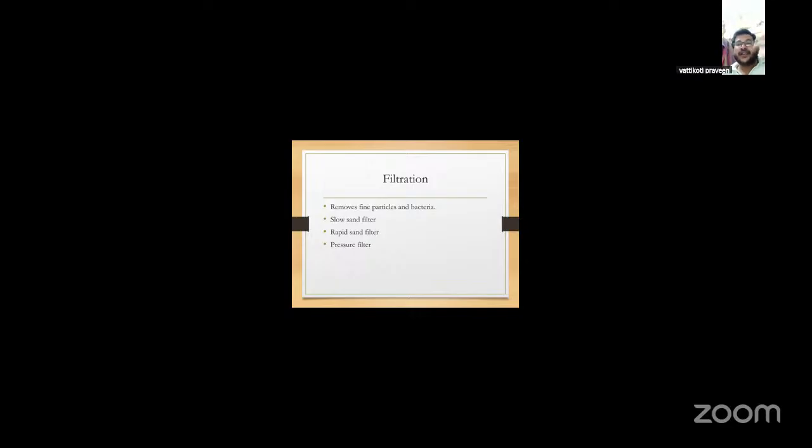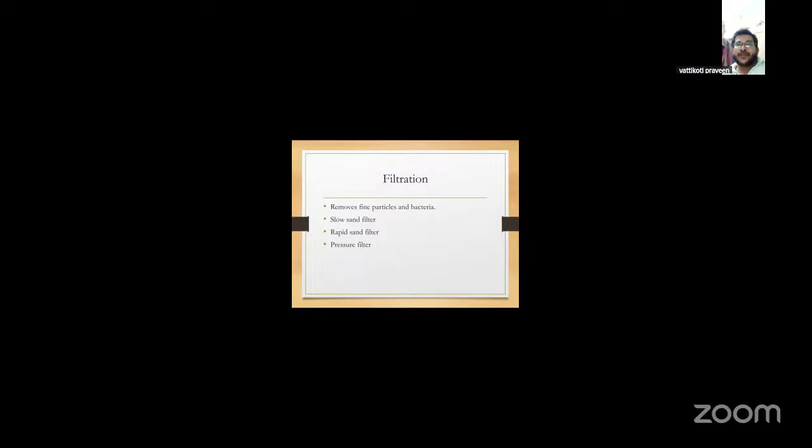What is the advantage of the high filtration rate? It requires less land area and is suitable for large water supplies. What is the limitation of this high filtration rate? It has more complex operation, requires supervision, and needs frequent backwashing.